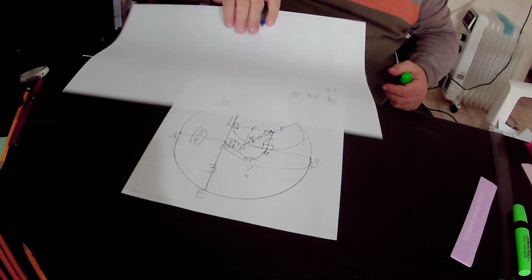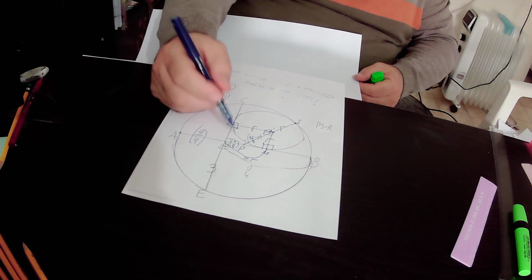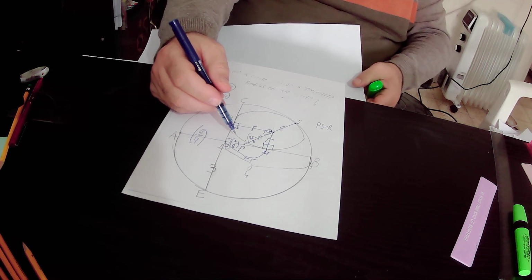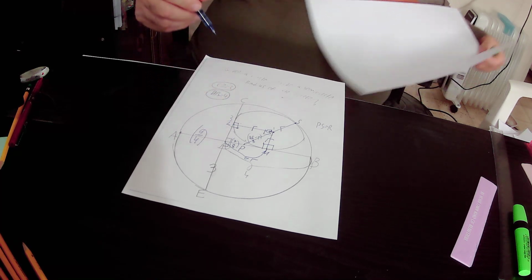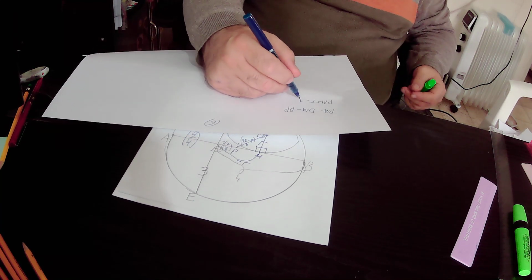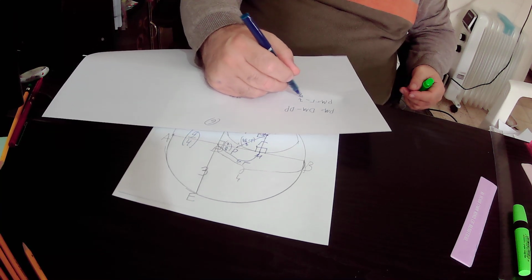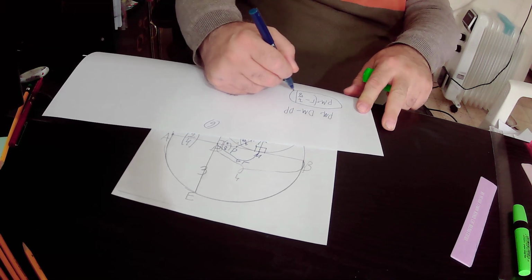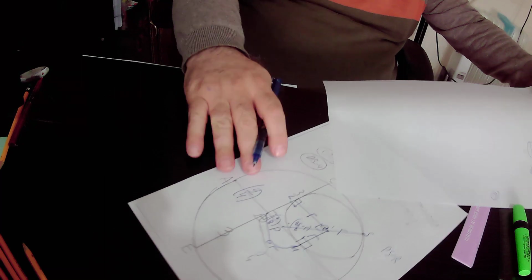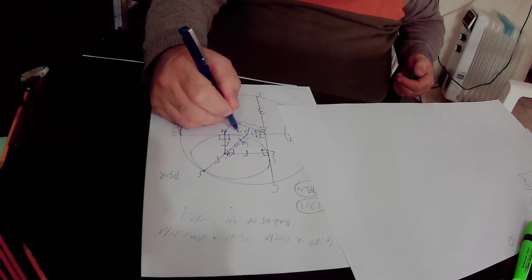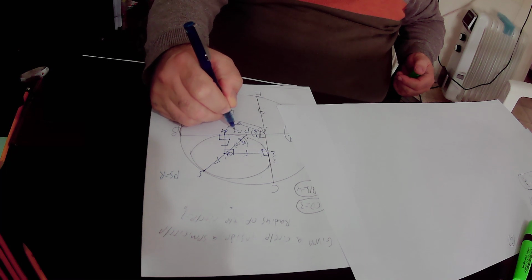Minus DP. We have already found out that DP equals 7/8. So in conclusion, we found out that PM equals r minus 7/8. You can write here that PM equals r minus 7/8.